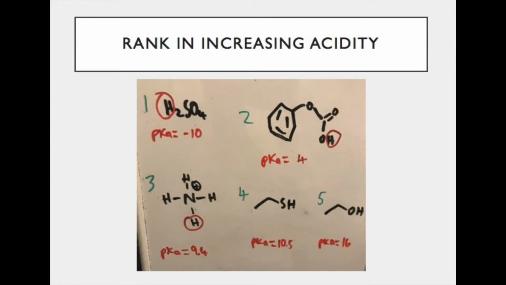Now that we have the pKa's listed down, we can rank them because we know the lower the pKa, the stronger the acid. So we see H2SO4 is going to have the lowest pKa, followed by the carboxylic acid connected to the benzene ring, then the ammonium ion, then the thiol, and then the primary alcohol. We know these pKa's because we've already memorized them. So now all we had to do is simply list them down and then rank them in order from lowest to highest pKa values, which corresponds to the lowest pKa's being the strongest acids, right?